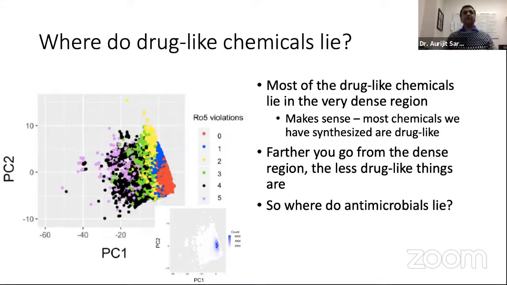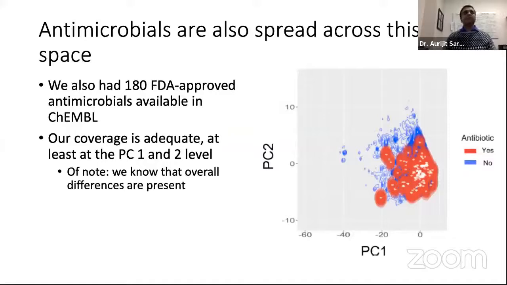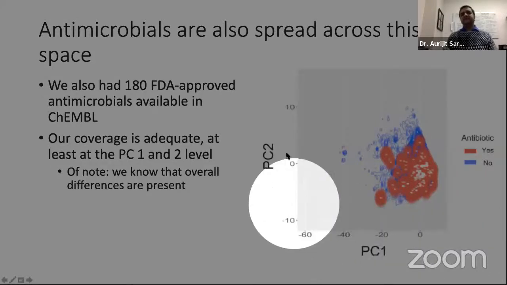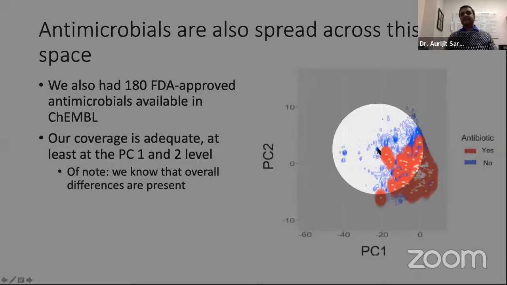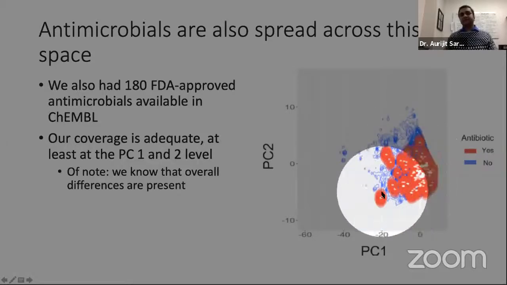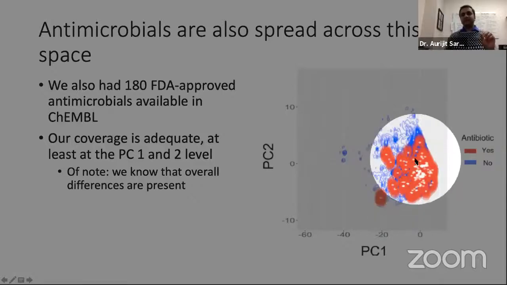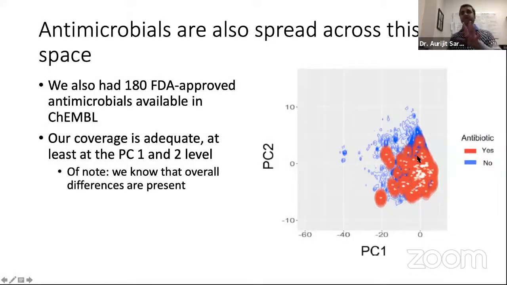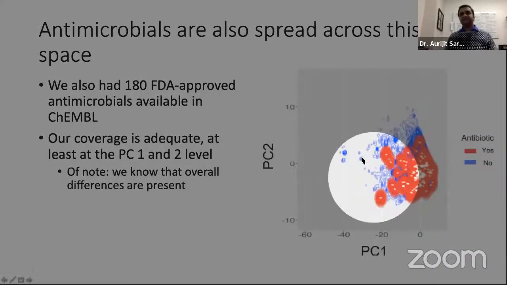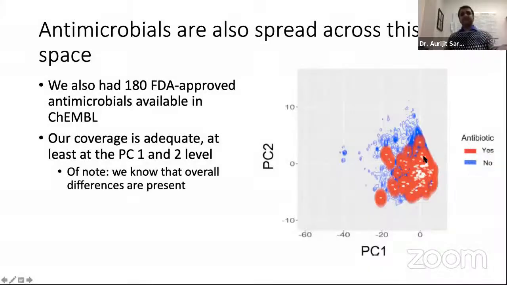So where do antimicrobials lie? Well, here's a plot where there's principal component 1, there's principal component 2, and these white dots are essentially your antimicrobials. These are FDA-approved antimicrobials. I did have the data with me, so I could overlay that data on top of the complete data set that I had. And you can see that the coverage is actually pretty similar. It's not picture perfect, but it's pretty similar.